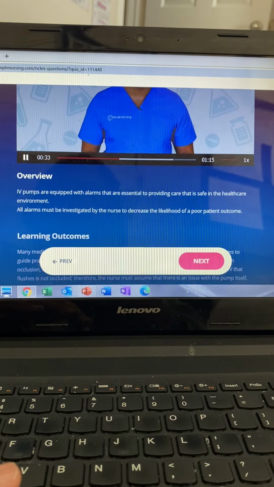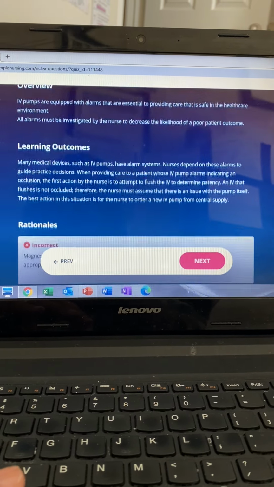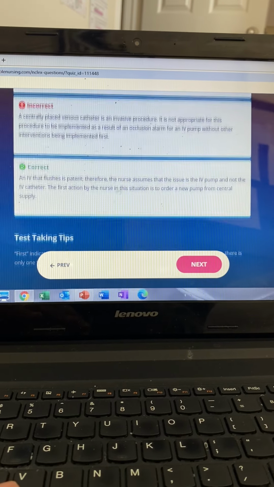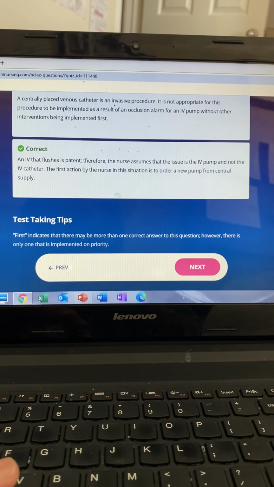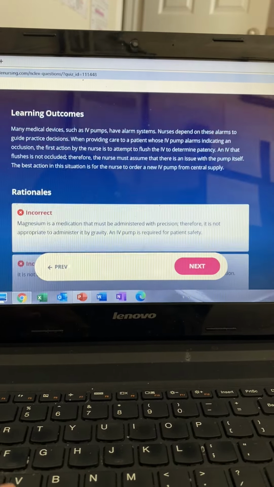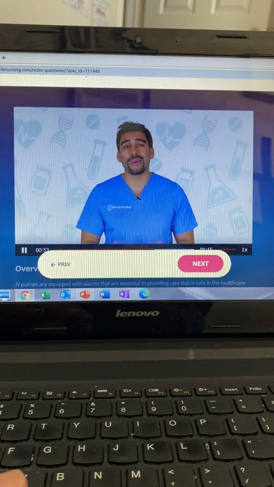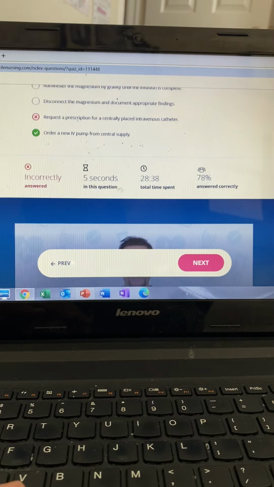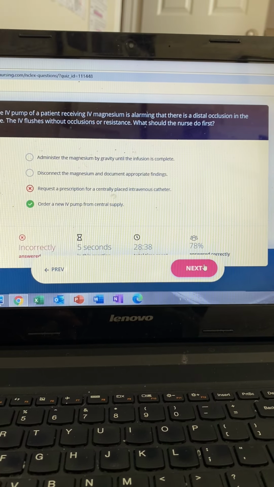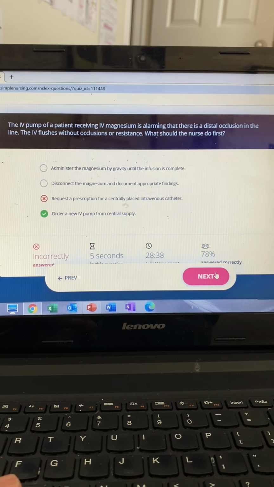So let's break down our options here. Option number 1 is incorrect. It's unsafe to give that magnesium via gravity. If something goes wrong and too much mag enters the system, you can mellow out the system too much, causing respiratory depression. So option 2 is incorrect. Guys, the magnesium should not be discontinued without an order here. And option 3 is also incorrect. Central line is not necessary. Guys, the IV line is working, just the pump's not working. So option 4 is our correct option.